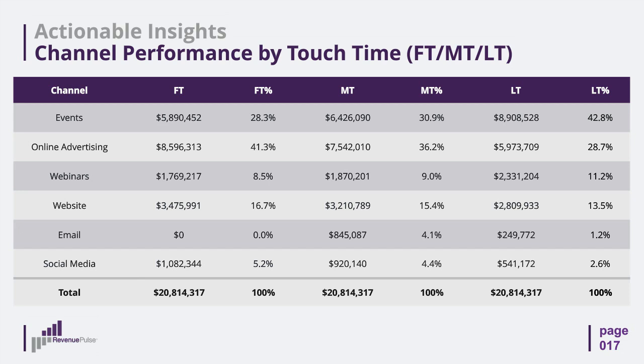So one of the things, if we saw this type of performance in your organization, that we might say is that we really want to use our digital channels, like online advertising, website, even here with social media, to acquire those leads. We can then use our channels like email to drive them to the next step, which might be an event or a webinar to help convert them into an opportunity.